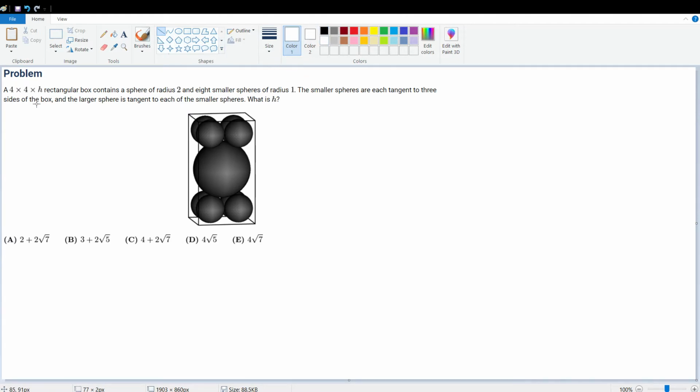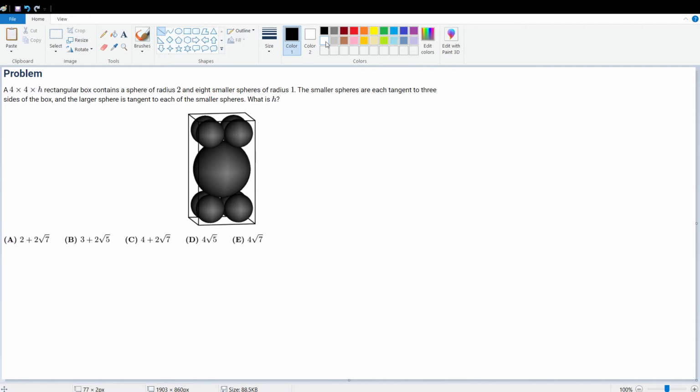It states that a 4x4x8 rectangular box contains a sphere of radius 2, assumably this central one right here, and 8 smaller spheres of radius 1, so 4 up top and 4 down here. And it says that the smaller spheres are each tangent to 3 sides of the box, and the larger sphere is tangent to each of the smaller spheres. Okay, that's pretty useful. And it asks for h.